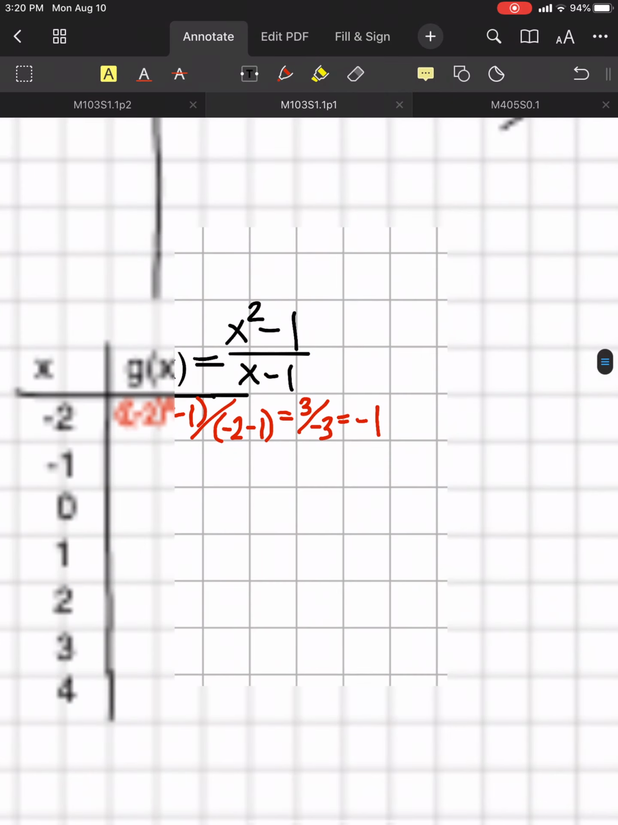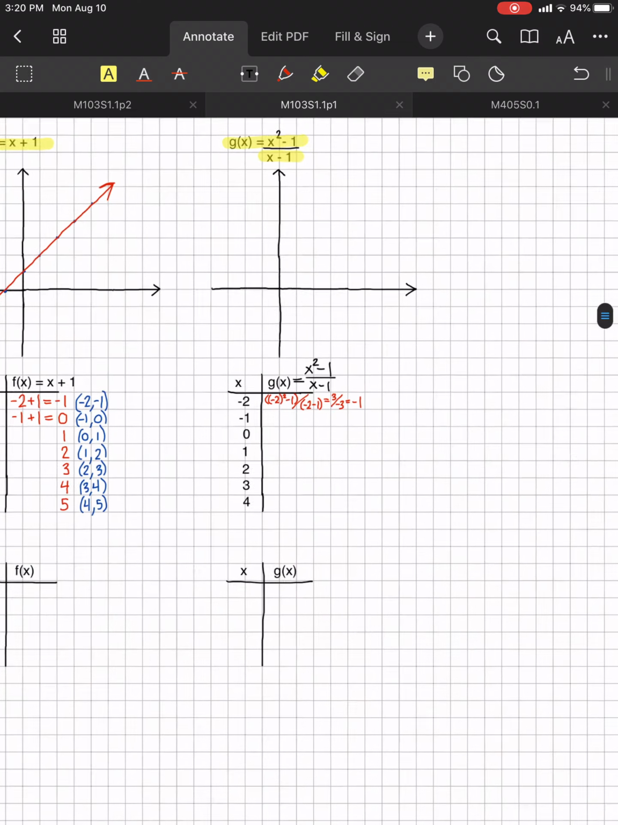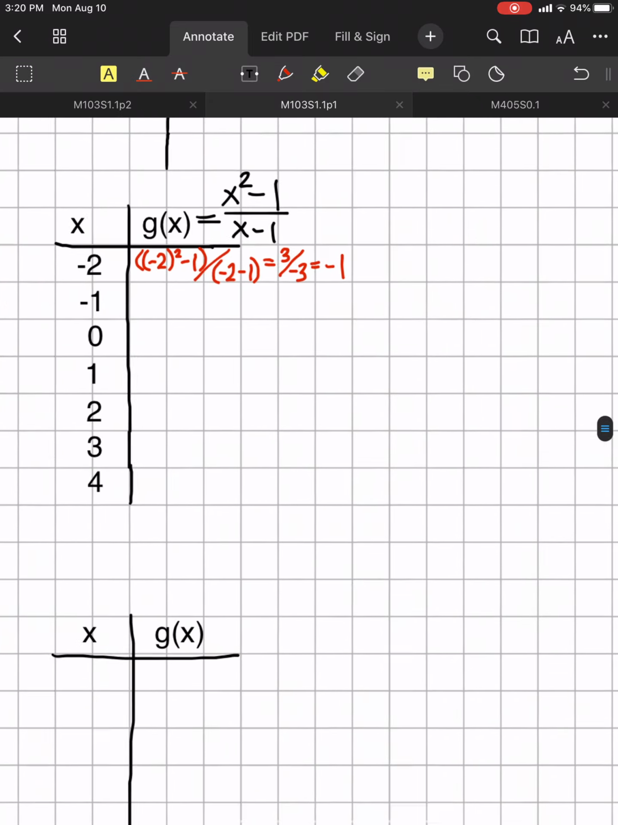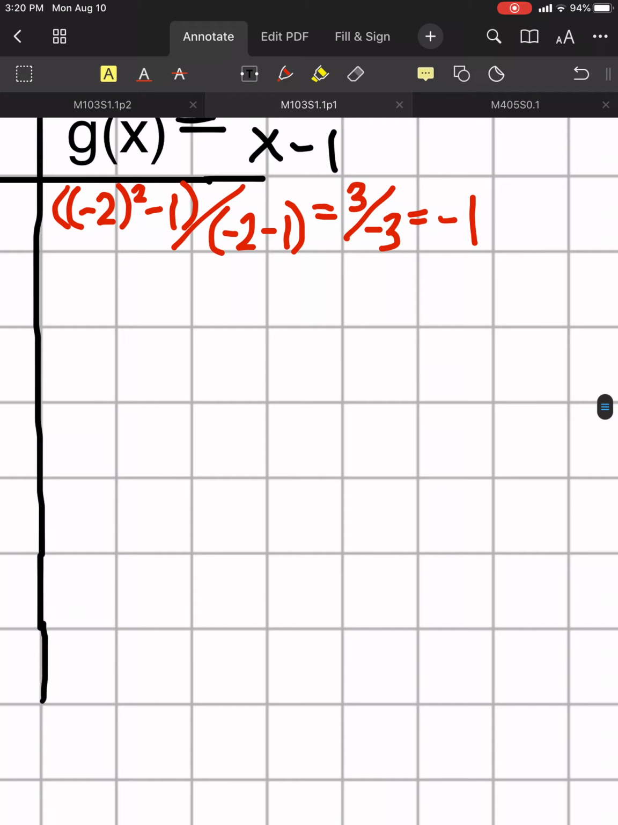Okay, and let me zoom back out again. If you'll notice, this is the exact same value we had on the other function. Okay, so let's do the next one, and I'll try and do these a little bit faster, but I do want to put the form of each out so that we can see exactly what's going on.